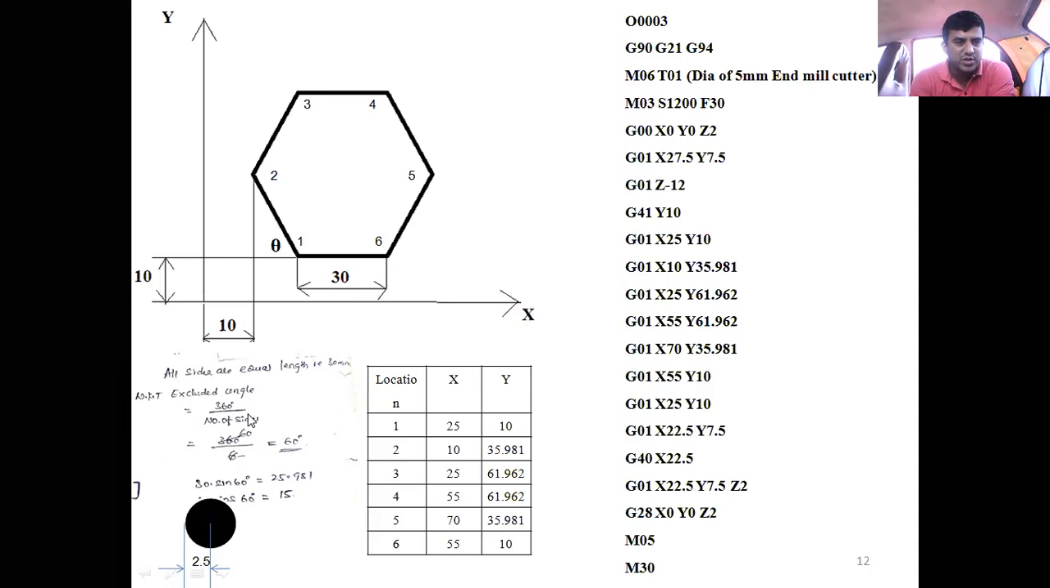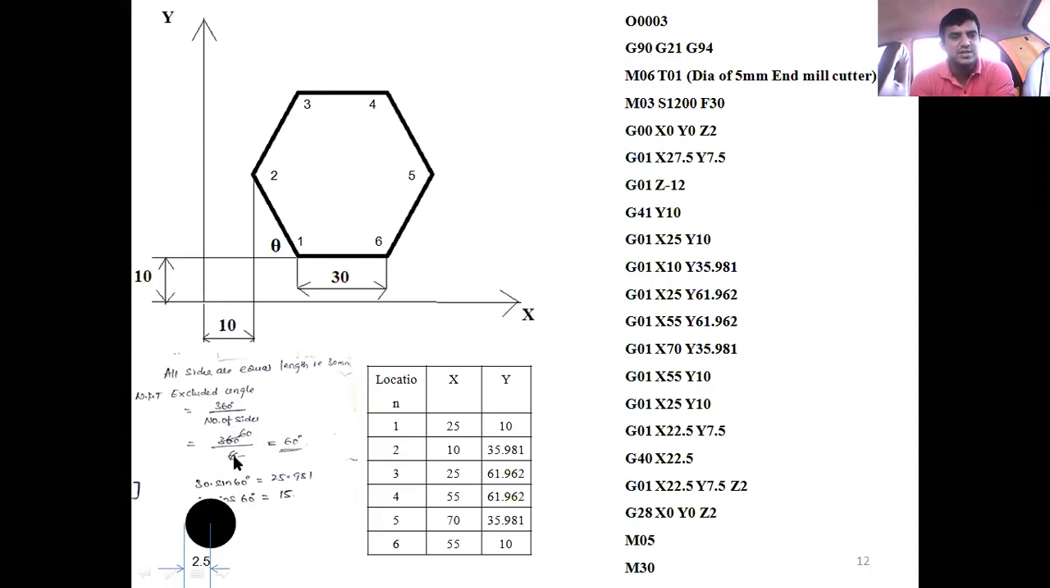How to calculate the exterior angle? We know that the formula for calculating the exterior angle is the total angle of the circle, 360 degrees, divided by the number of sides. For any polygon you can take the number of sides. Here in the hexagon, how many sides are there?